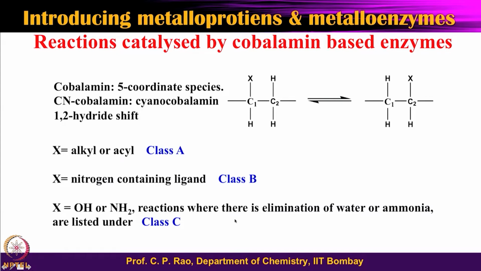So, overall the cobalamin coenzymes are associated with a host of enzymes, and do reactions of class A type, reactions of class B type, and reactions of class C type. That is clear. So, what would happen at the adenosyl center? Let us look at that.